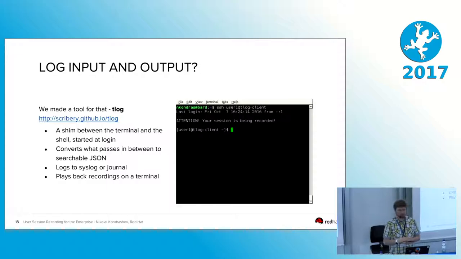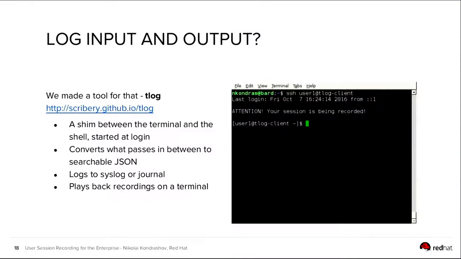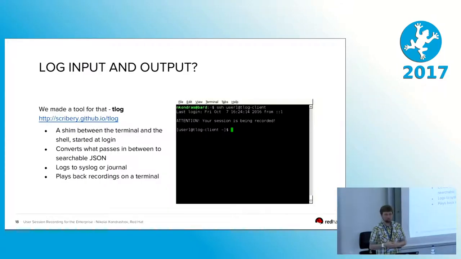And we considered doing it in the kernel, but again, that would have been a pretty long process, and the audit system wasn't ready for that anyway. So we made a user space program that is started in place of the user login shell, sits between the user shell and the terminal and records everything that passes between. It converts it to JSON and then logs to syslog or journal, and it also has a tool that allows you to play it back on a terminal. Pretty basic.